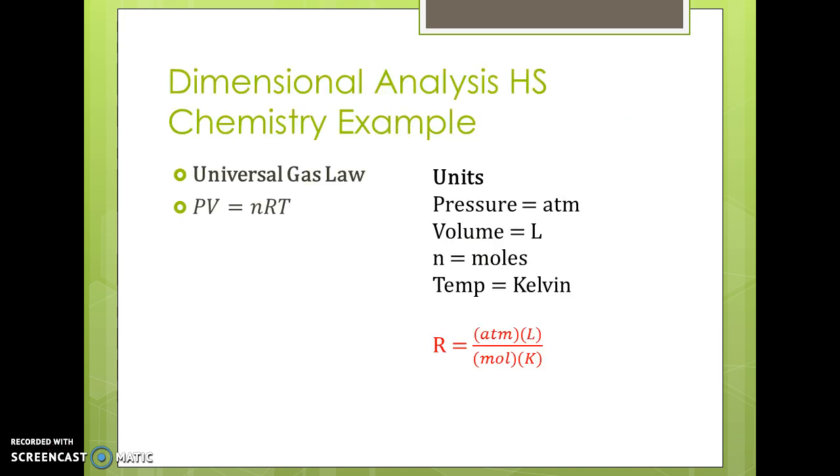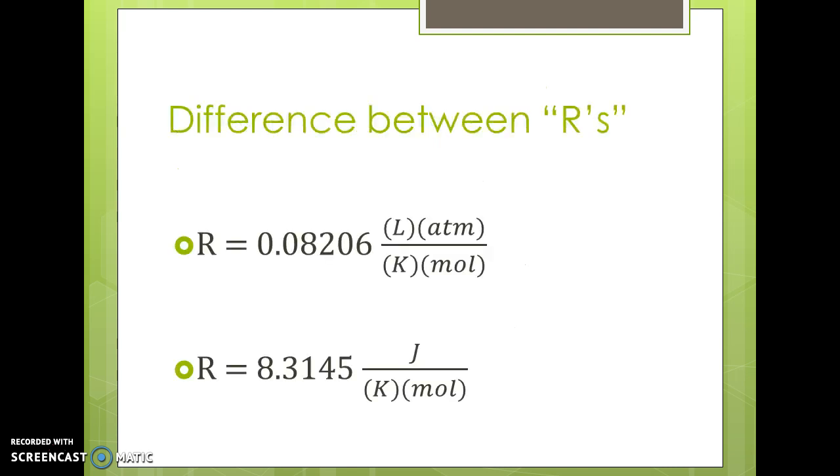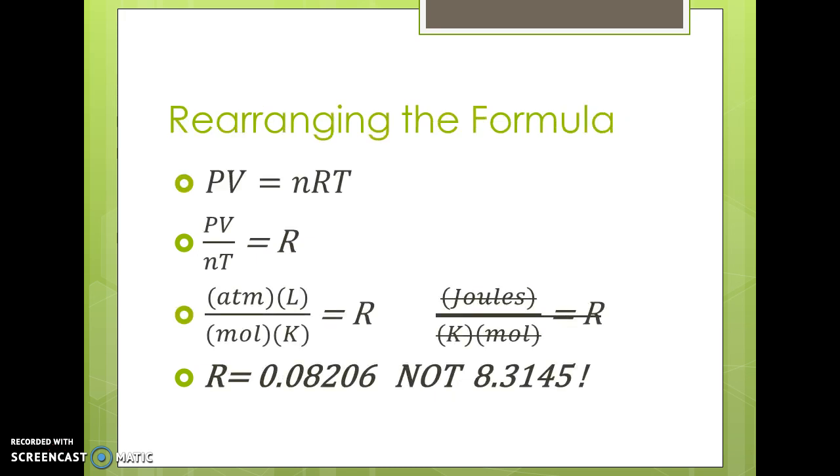So if we go back, actually, you can see that since R is in the units of atmospheres times liters over moles times Kelvin, then the R constant that we want to use is 0.08206. And we're going to show how students can figure that out just by using dimensional analysis.